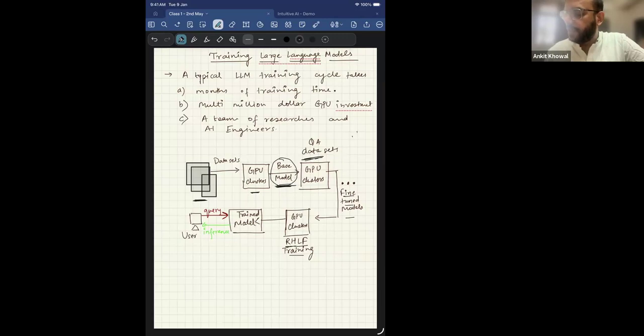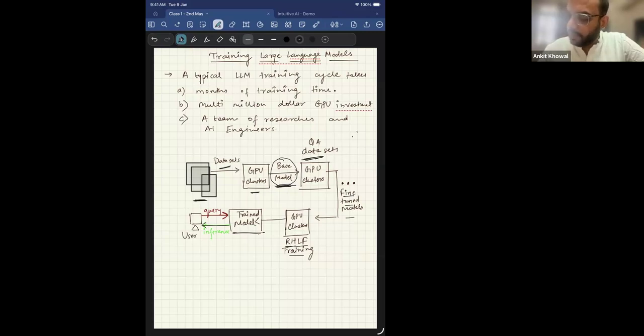Then the final result is a trained model. Now this trained model can be used by any of the users like us, right? Then we query the model and the model will respond back with answers, which is called inference, right? So we will look into each of the phases: how is the data preparation done, what is pre-training, what is post-training, and then how do we get the whole model.